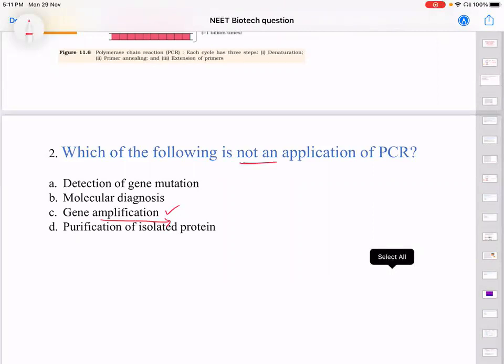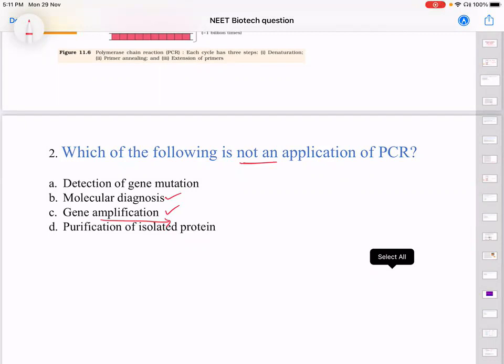So next is molecular diagnosis. The very first question that I had begun with, I would give you that molecular diagnosis will be an application of PCR. So what was that discussion? I said in the present day situation, the pandemic, the one test that we have, the powerful test, the most accessible test that we have for detection of COVID is RT-PCR. So which means that PCR can be used for diagnostic purposes.